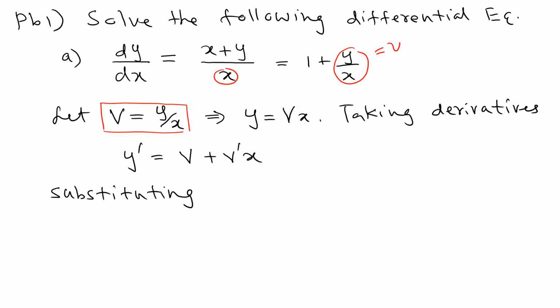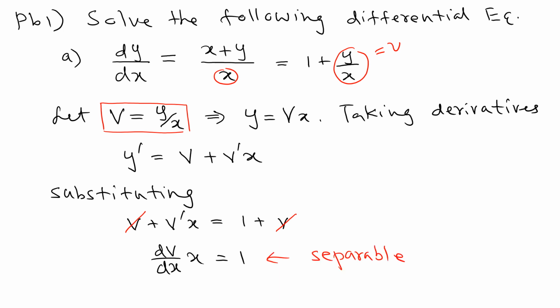We get v plus v prime x on the left side, and on the right side it is 1 plus v. Sometimes you can actually simplify: you can see v gets cancelled out completely. So now we can write v prime as dv by dx. So it's dv by dx times x equals 1. And you can see this is a separable equation, so you can separate and integrate. So let's do that now.